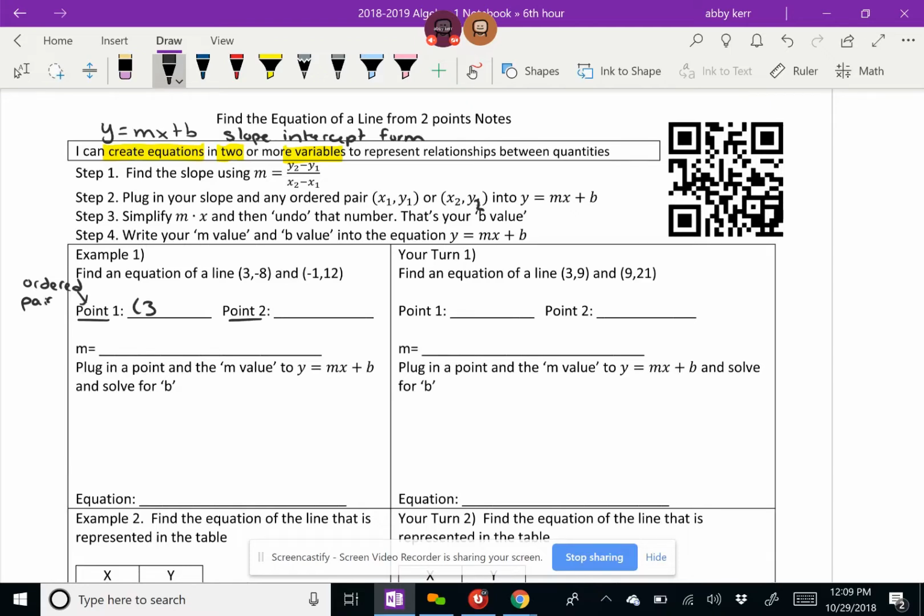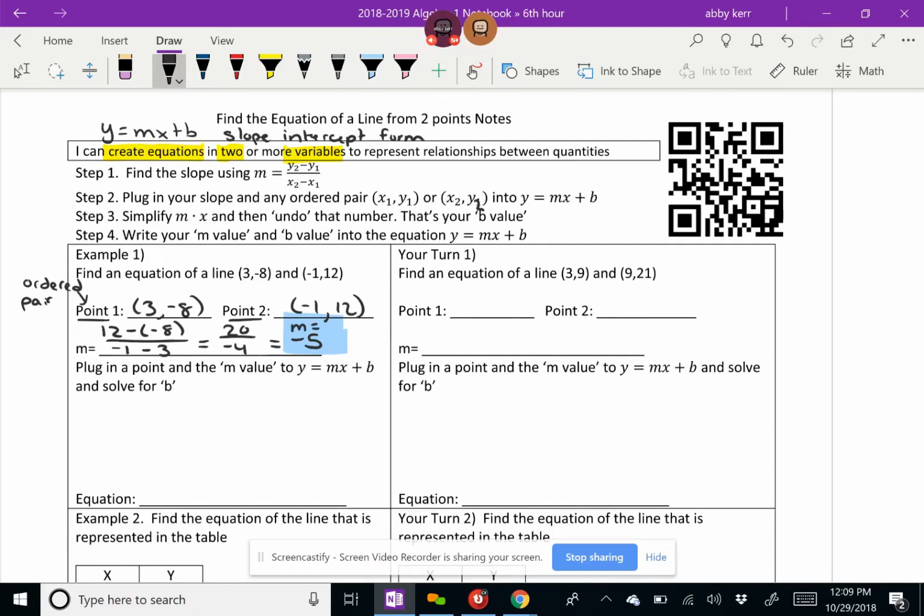So I have 3 comma negative 8. I have negative 1 comma 12. Now, just like always, we're plugging in y2 minus y1 over x2 minus x1. So here you should get 20 over negative 4, which simplifies to negative 5. That is your m value.